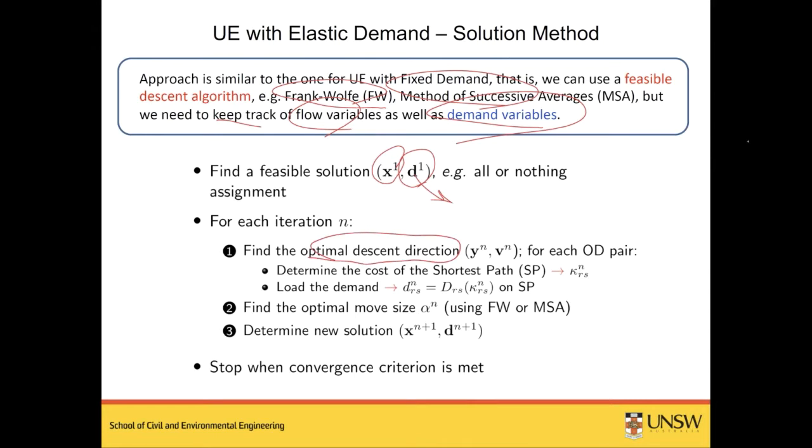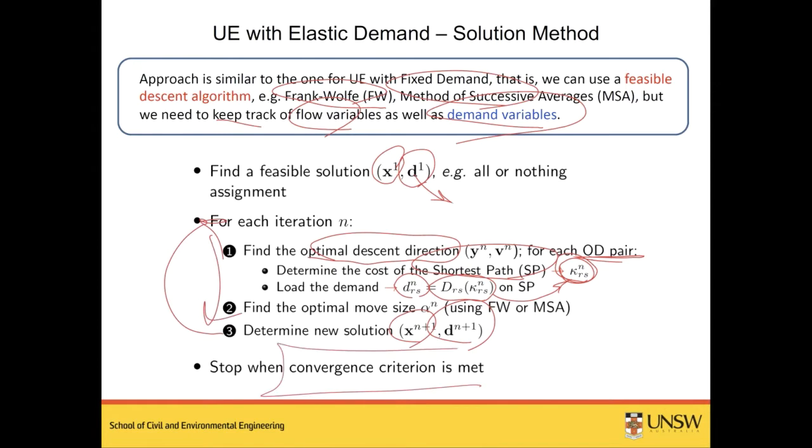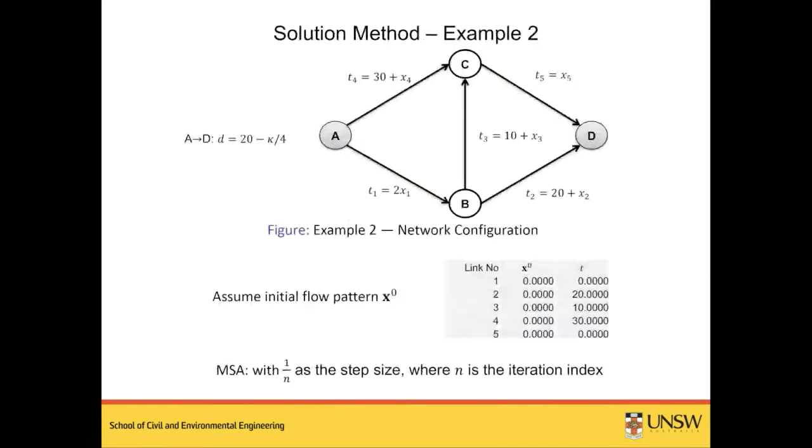We start with the feasible link flows and feasible demand, and then we do an iterative process. We find the optimal descent direction, and for each OD pair we determine the shortest path. Now that we have the shortest path cost k, we use the demand function, which is a function of k, to find the new demand. Then we assign this new demand to the shortest path as an all-or-nothing assignment. If you're going with MSA, we use the MSA formula with that lambda variable, and then we shift flows between paths. After we shift flows, we find the new link flows and the new demand, and we continue doing this until we reach our stopping criteria, which we'll talk about in a second.